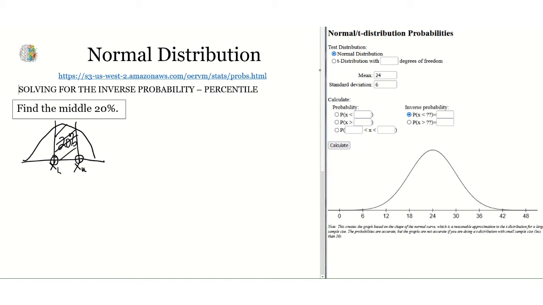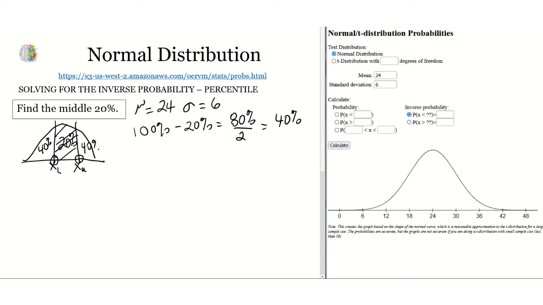So let's go ahead and use the same mean and standard deviation that we did before. The first thing we need to do is figure out our percentages. What are we solving for? If I take 100% minus 20%, that's going to give me 80%. And then I divide that by 2, which gives me 40%. So in this white space, I've got 40% on the lower end and 40% on the upper end. So my lower boundary is at 40%. And my upper boundary is going to be at 60%, because 40% plus 20% gives me 60%.